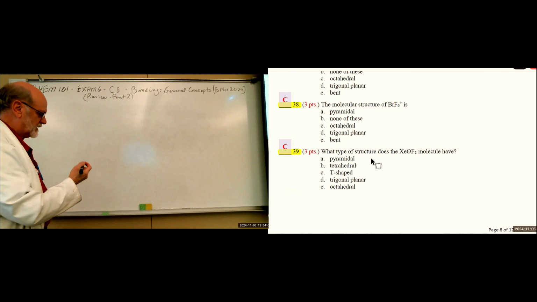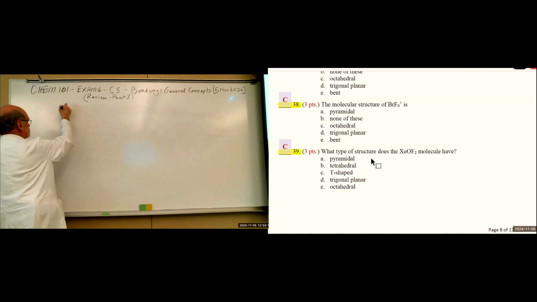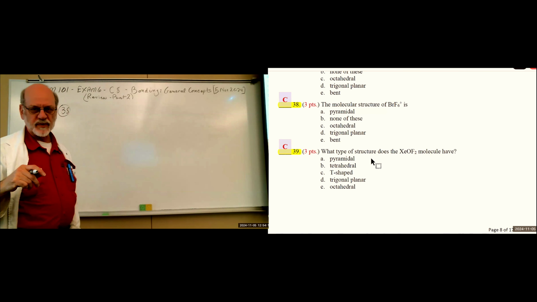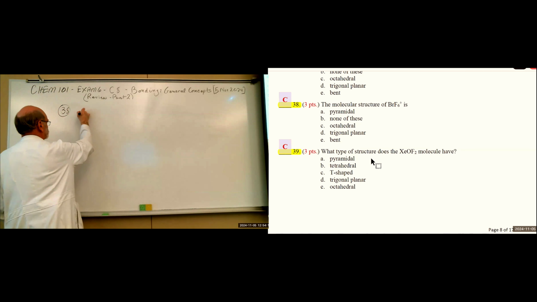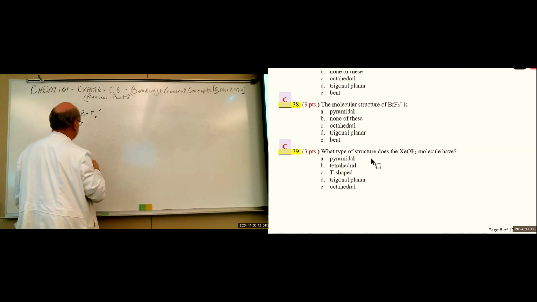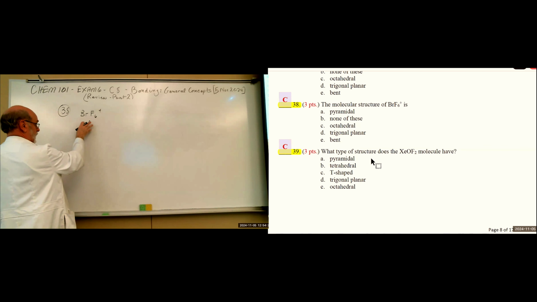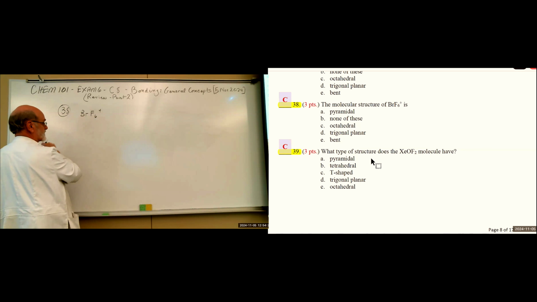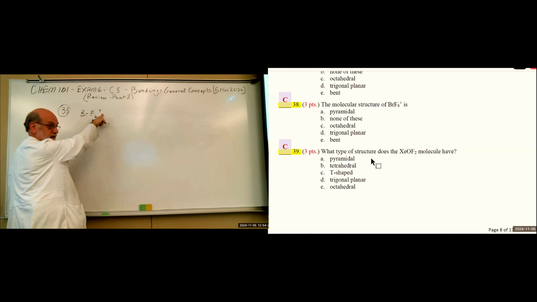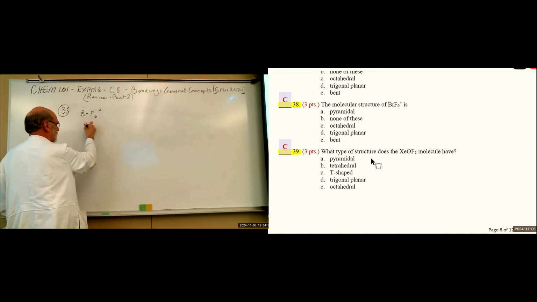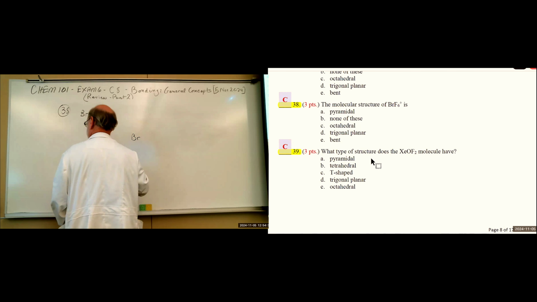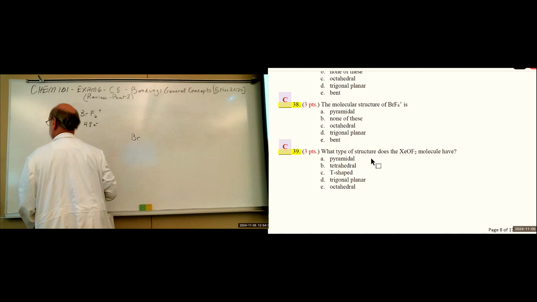38. Molecular structure, BrF6 plus. They're all halogens, right? We've got 7 halogens times 7 is 49, minus 1, 48. Bromine goes in the middle because it's below fluorine.